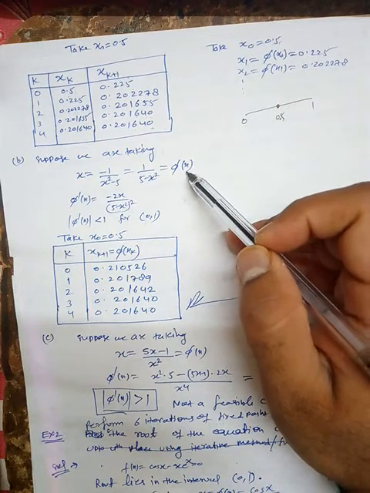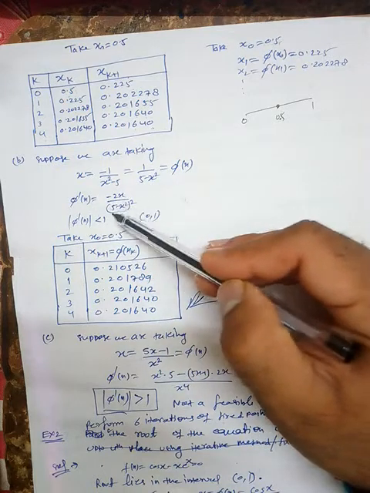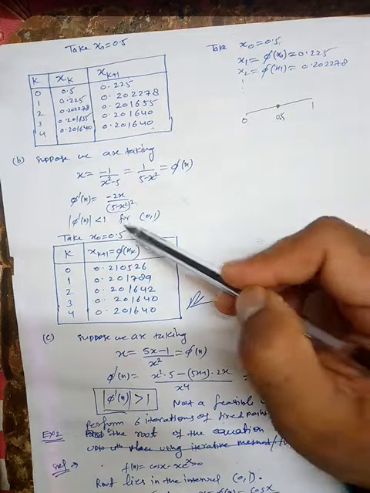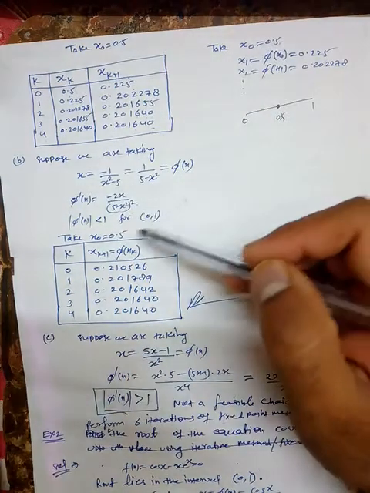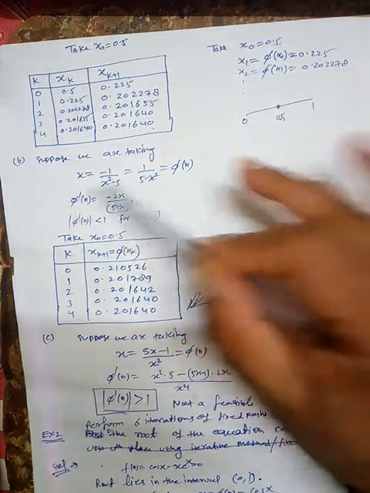Now to check the convergence, first differentiate this function. So phi dash x is minus 2x by 5 minus x square whole square. Again the magnitude of this is less than 1 in the interval 0 to 1. Again using the same logic, this is a convergence formula. So again you can apply this.